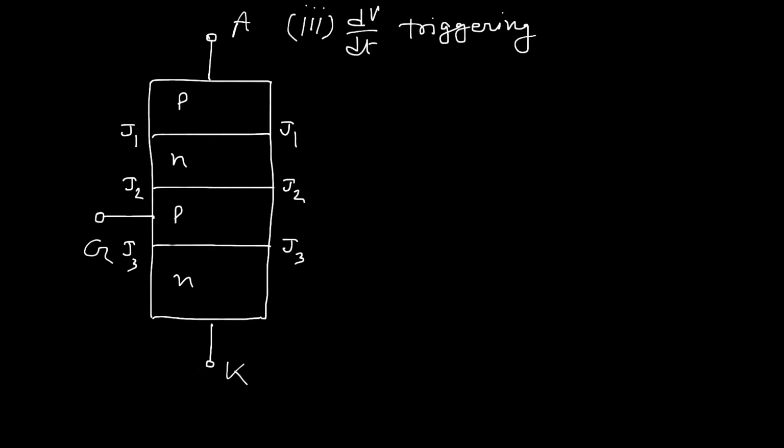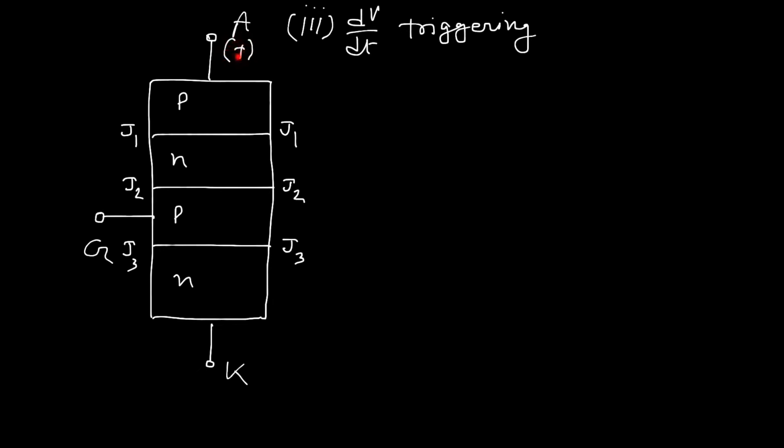If we increase the anode voltage more positive with respect to the cathode gradually, then there is a tendency to form a depletion layer across junction J2. Once the anode voltage reaches above the breakover voltage of the thyristor, the depletion layer vanishes across junction J2 and the current easily conducts throughout the device. Now think about this.